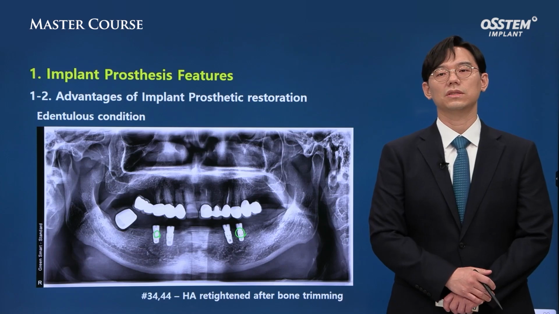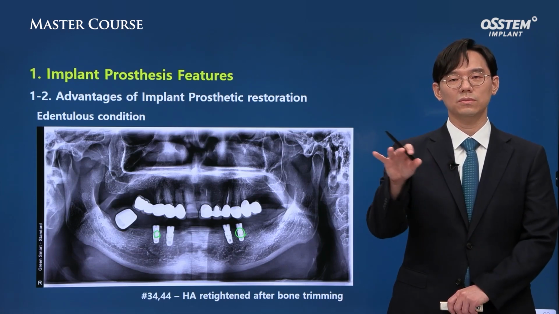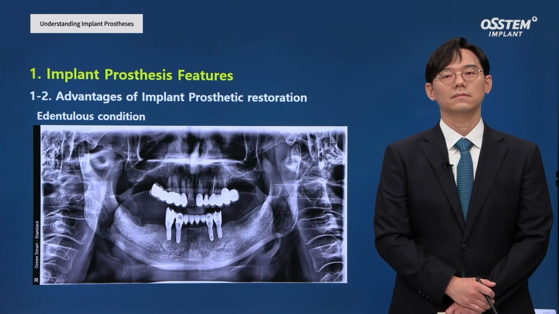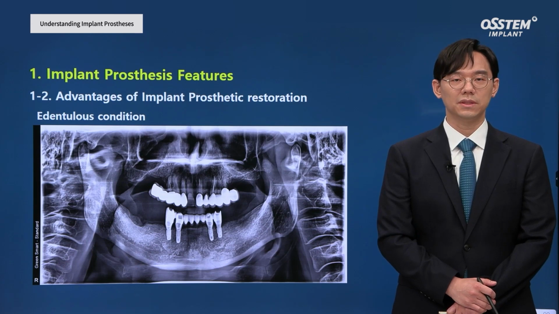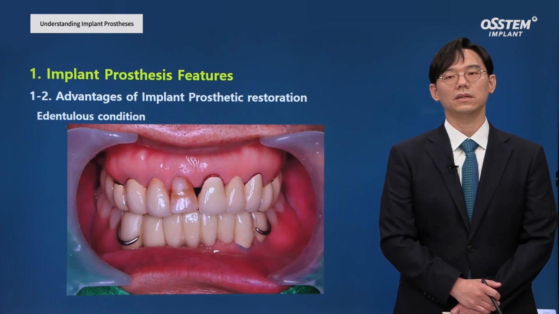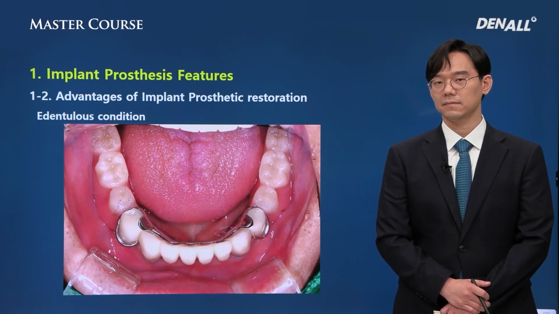Right after the panoramic image was taken, a bone profiler was used to trim the superior portion of the implant, and healing abutment was connected, and after 6 weeks a surveyed bridge was delivered. In the conventional way, RPD was fabricated and delivered. This is an intraoral photo.